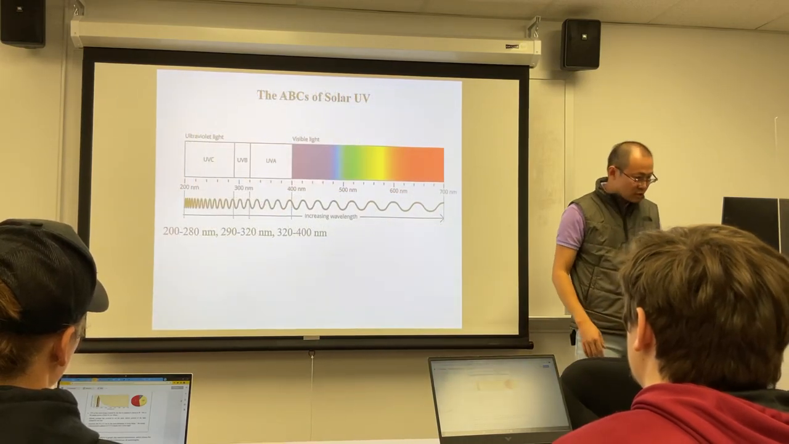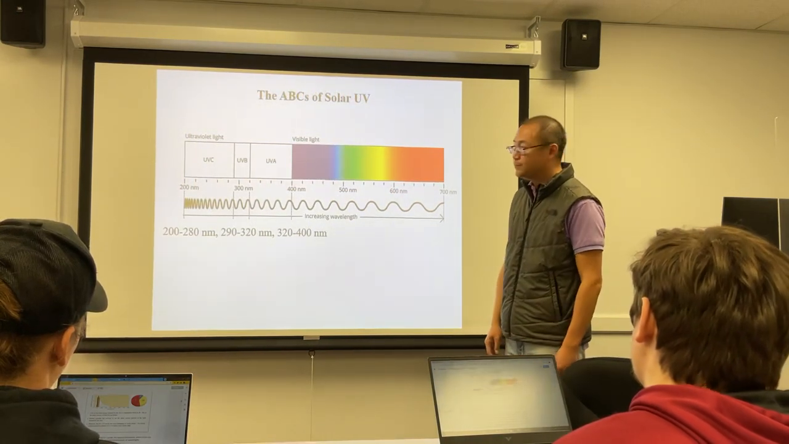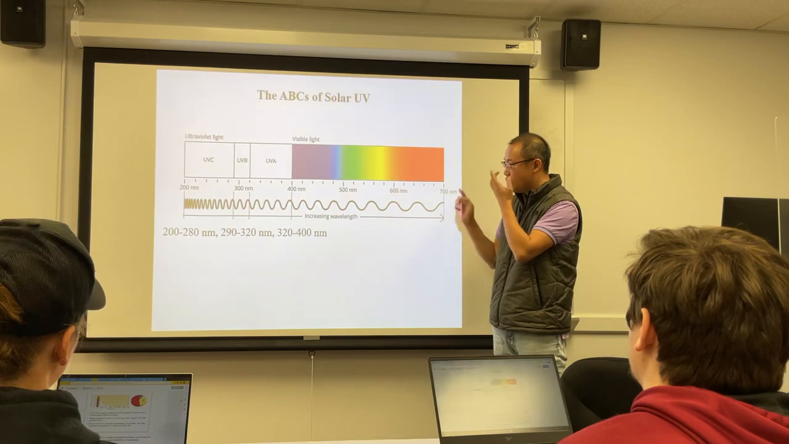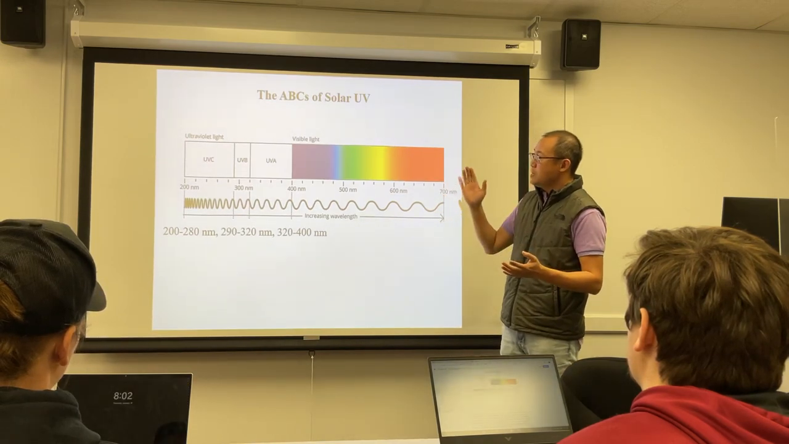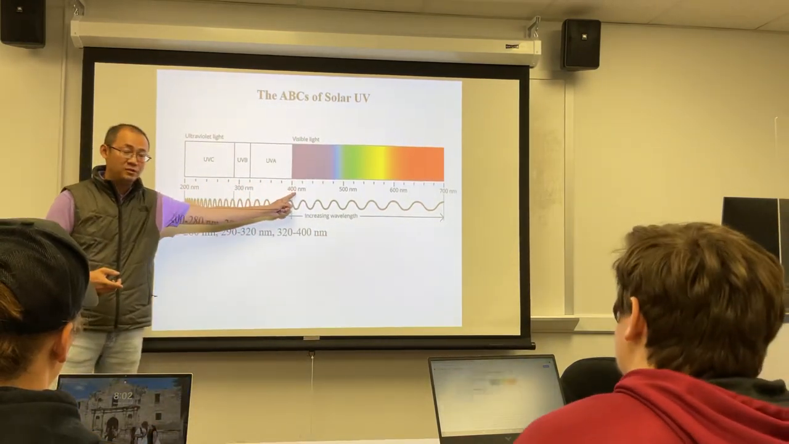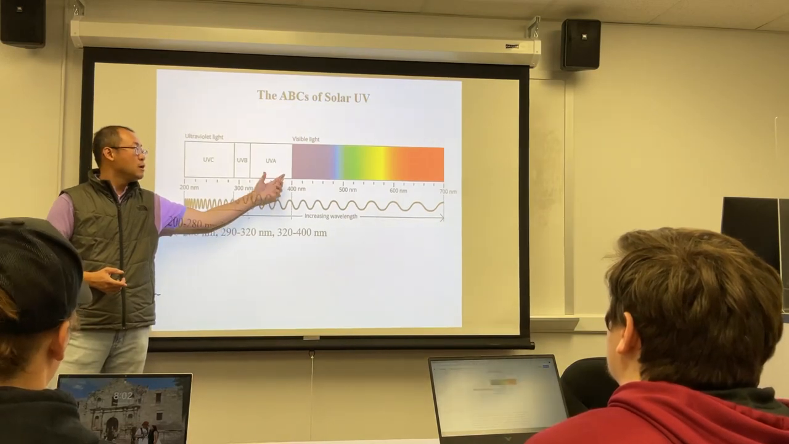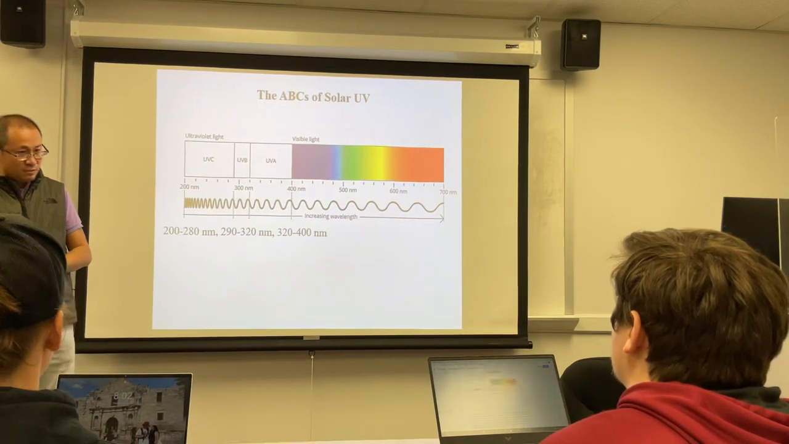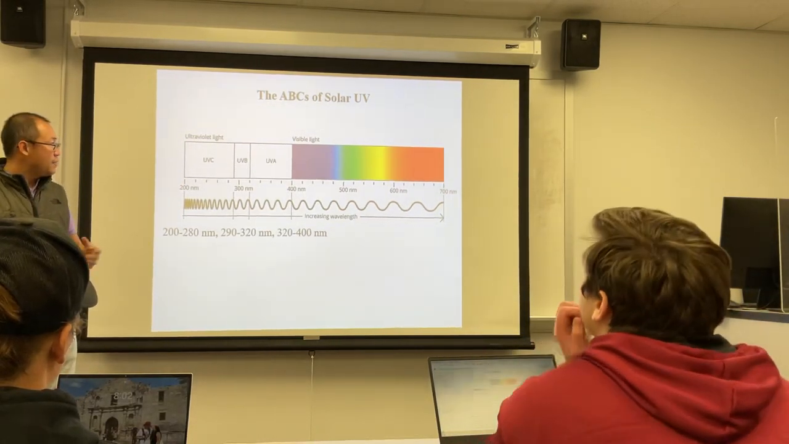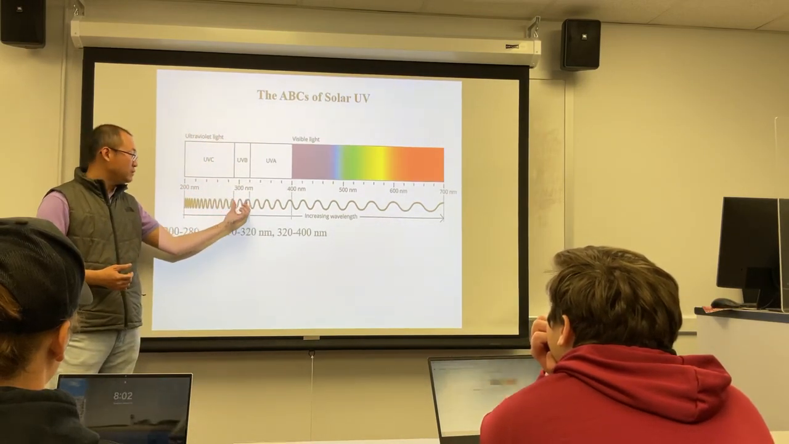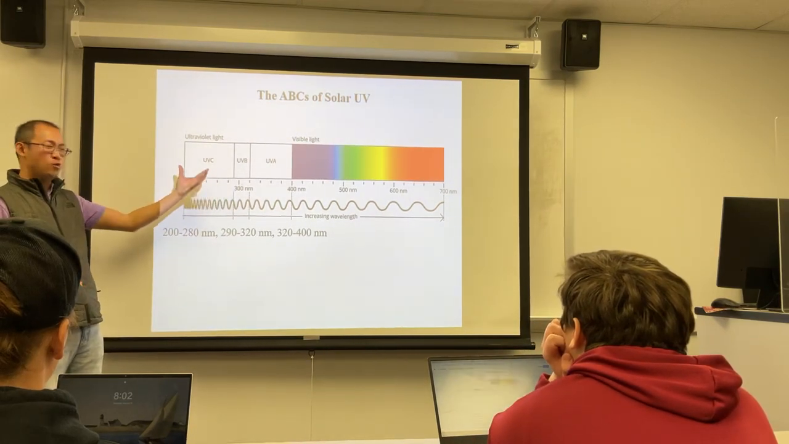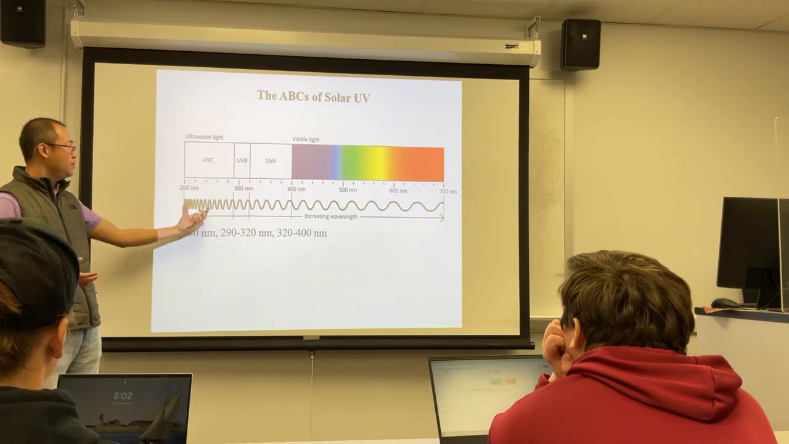Now if we look closer at the UV portion, visible is from 400 to 700, very important numbers. The UV region is very short, from 200 to 400 nanometers, and we can further divide it into three types. You might wonder why we do that; later on you'll see. The three types differ in their wavelengths. The shortest wavelength one, from 200 to 280, close to 300, we call UVC.